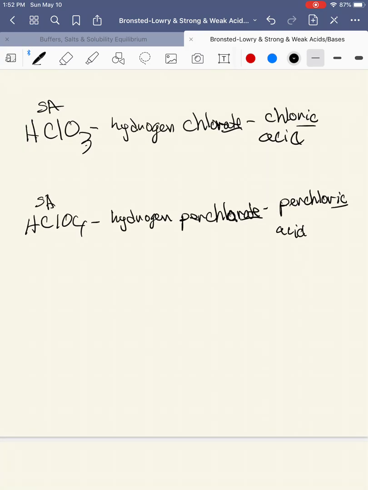So there's some stuff on Bronsted-Lowry acid and base, what the definition of a strong and weak acid are, determining which are strong acids, which are strong bases, and which bases are weak, and also a little bit of naming on acids.